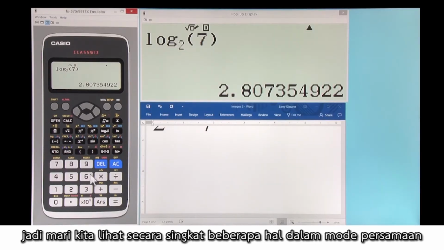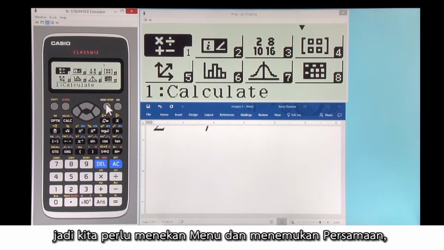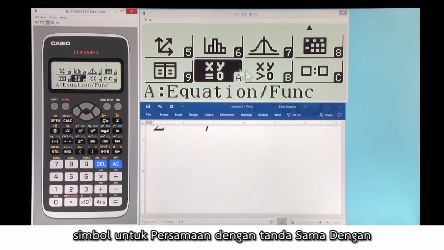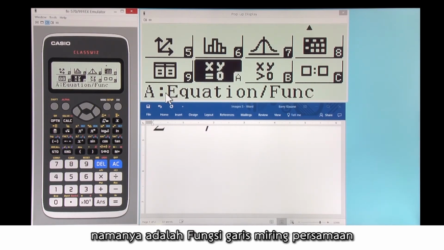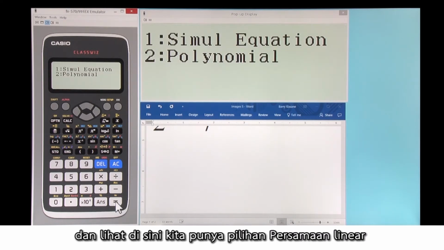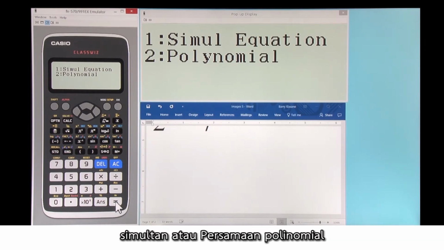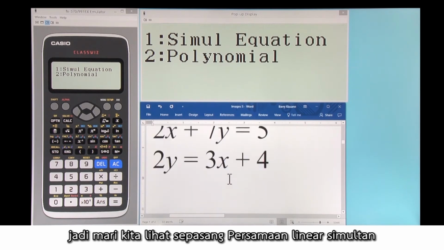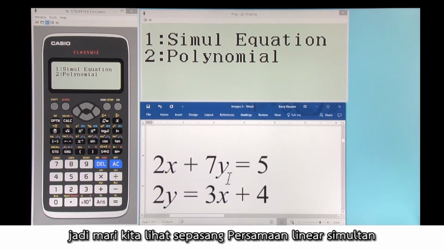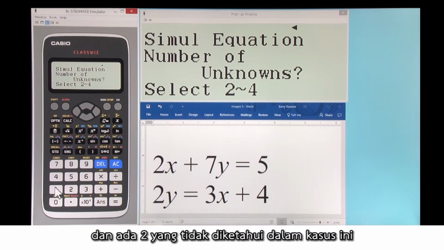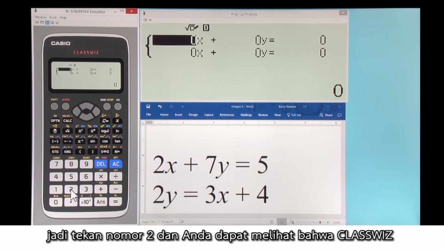Some of them are in the equations mode, so we need to tap menu and find equation. You can see the symbol there, the symbol for an equation with an equal sign. The name is equation/function, and we just press the equals key. Here we have a choice of simultaneous linear equations or polynomial equations. So let's look at a pair of simultaneous linear equations. To do that, we'll tap number 1, and there are 2 unknowns in this case, so tap number 2.